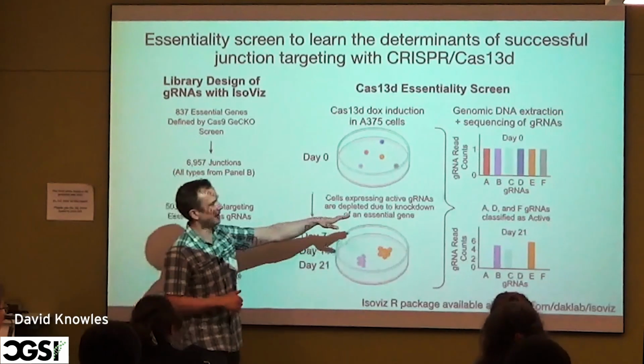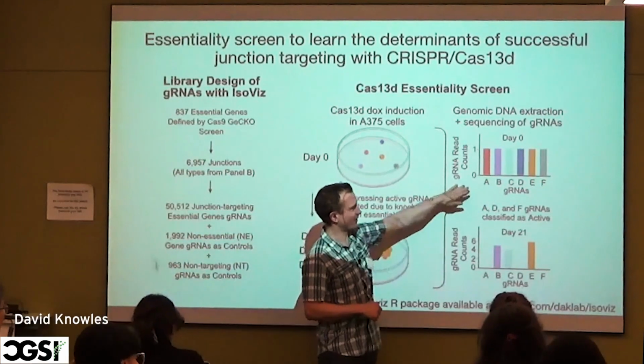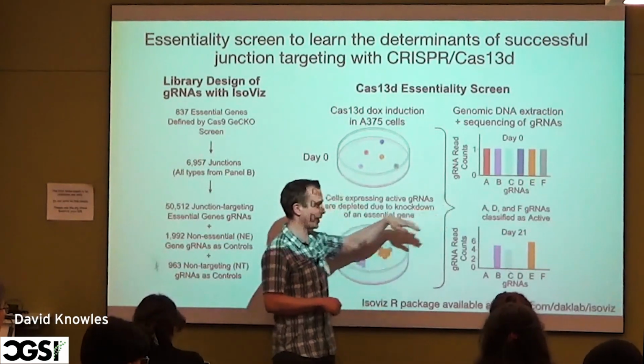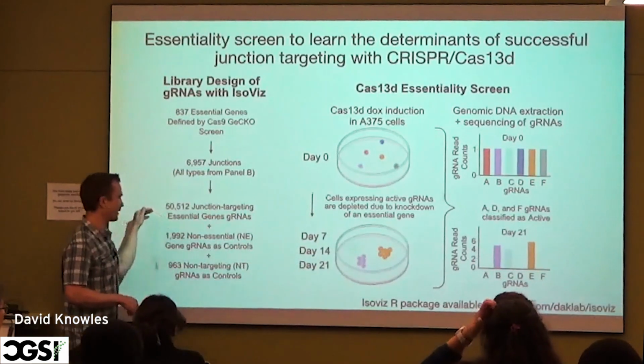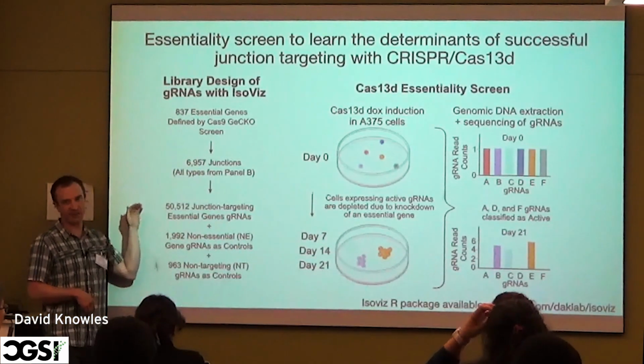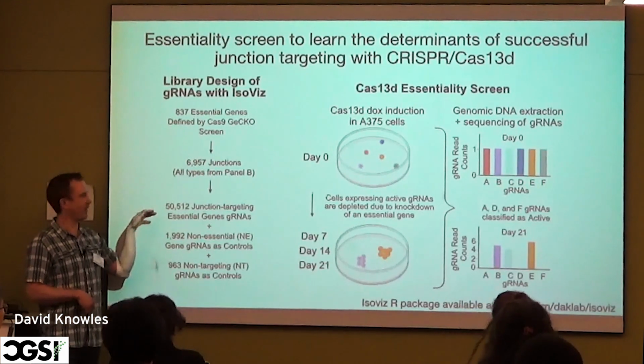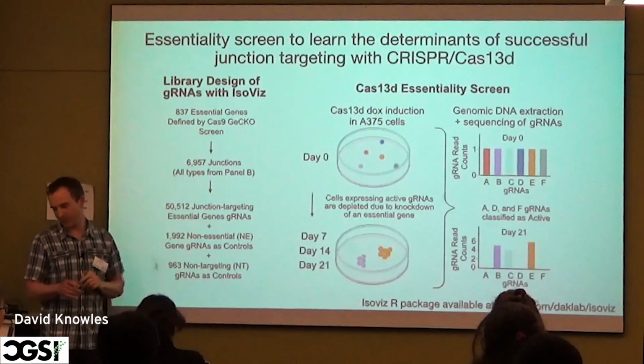This is obviously a cartoon version of this, because this is only showing 6 guide RNAs. In reality, here we were putting in 50,000 different guide RNAs. People do this up to hundreds of thousands even.